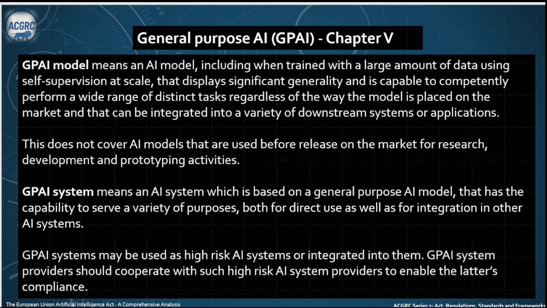Now for this conversation, a GPAI system may be used for a high risk AI system or integrated into them. In that case, the GPAI system should cooperate with such high risk AI system provider to enable compliance, which means if the GPAI system is integrated with an AI system which is already categorized as high risk, the organization where this is happening needs to ensure that the GPAI system provides the support, the service, the tweaking if required, so as to ensure that the high risk AI system remains compliant.